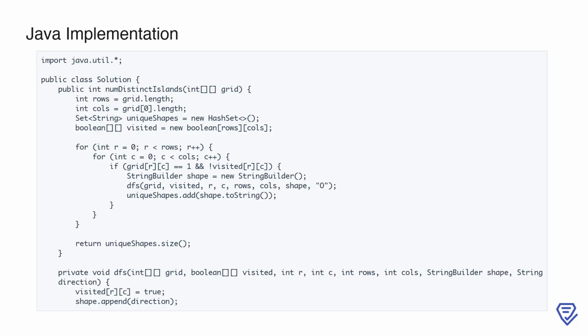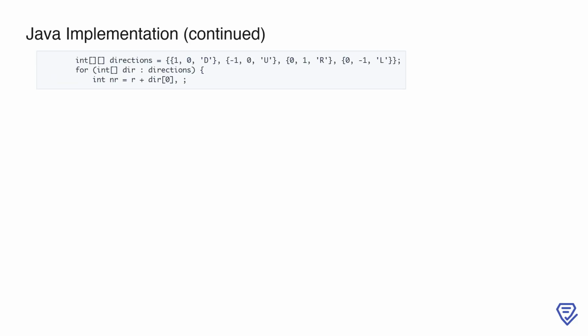After the DFS completes, the shape of the island is added as a string to the uniqueShapes set. Once we finish traversing all cells, the size of the uniqueShapes set gives us the number of distinct island shapes, which we return as the result. The DFS method is designed to explore each island and encode its shape. We start by marking the current cell as visited and appending the direction of movement to the shape string. This helps us uniquely represent the island's shape relative to its starting point.